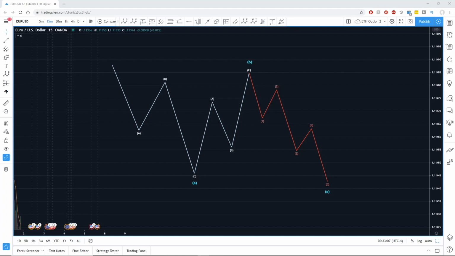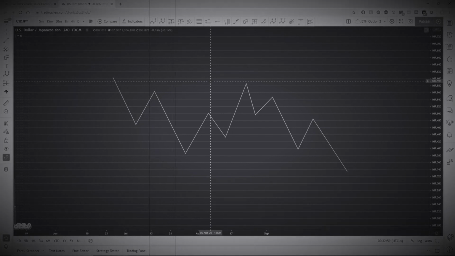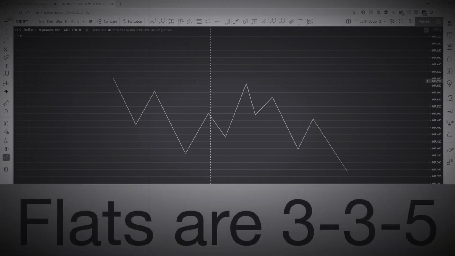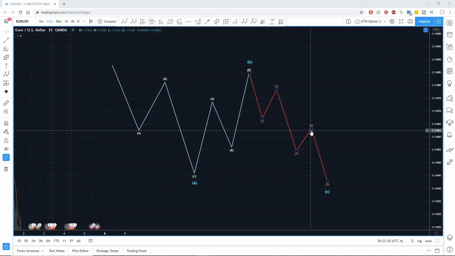In part 4 of this series, I started to give you an intro into flats, but just to jog your memory a bit, I basically told you that all flats are drawn as 3-3-5 structures, and that the A and B waves are made up of 3-wave ABCs themselves, and the C wave is made up of a 5-wave impulse. I also told you that there's 3 different types of flats: regular, expanded, and running.